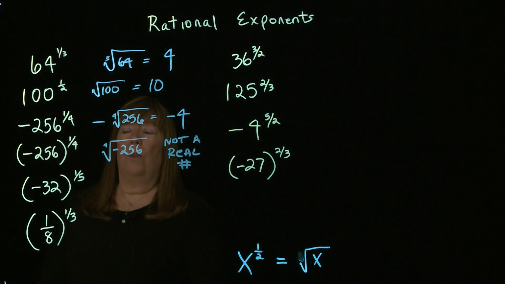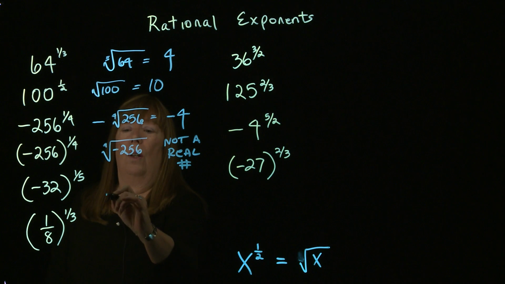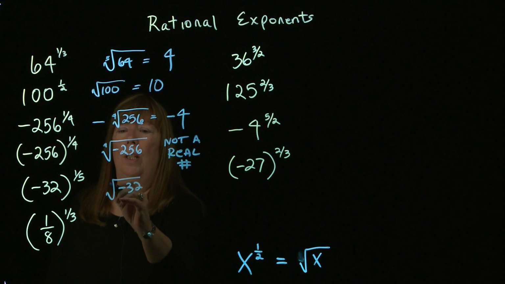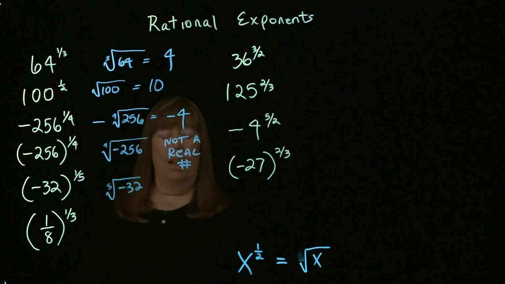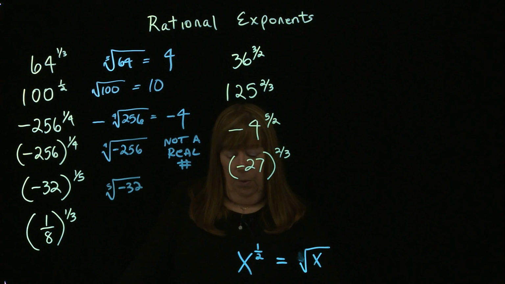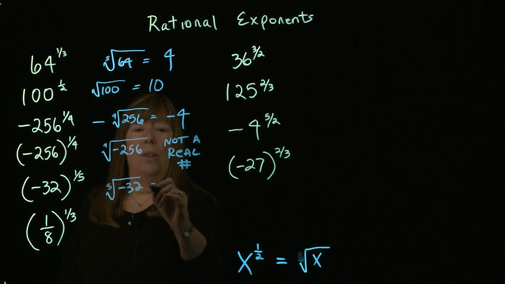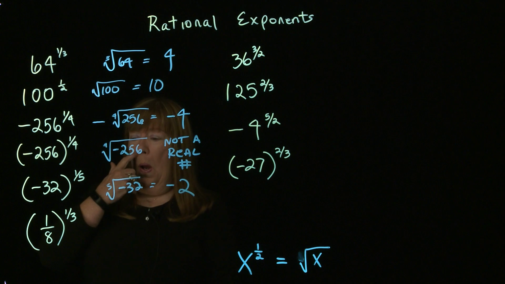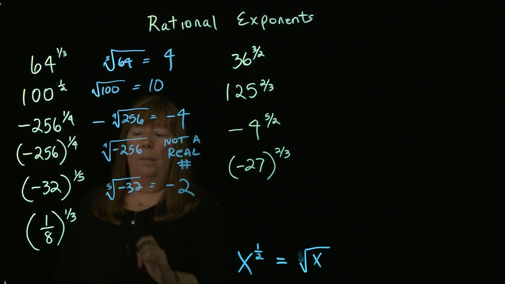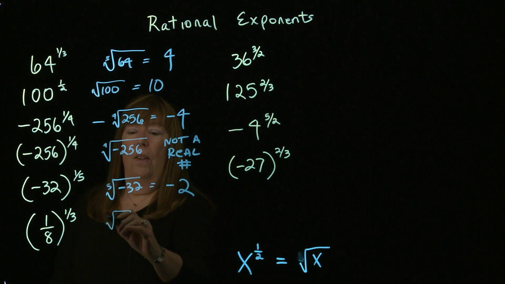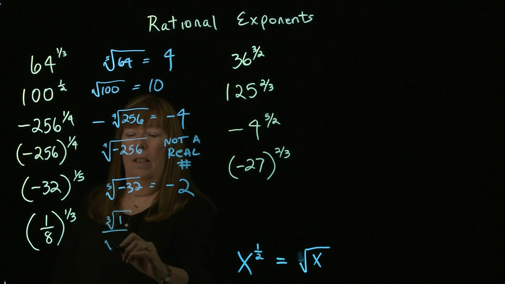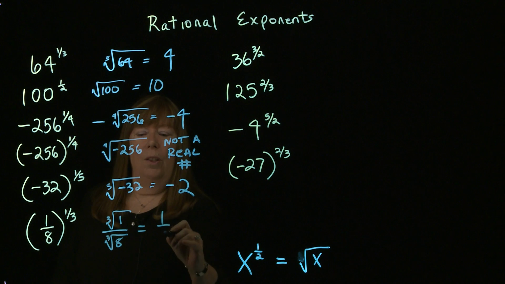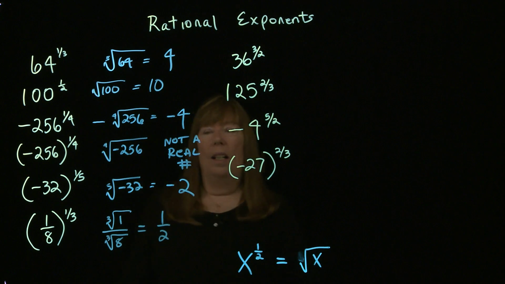Okay, here's another example of that. Under the radical sign, we're going to have negative 32. The root is 5. 5 is an odd number. And the 5th root of 32 is 2, so we're going to have negative 2. One more. This is a fraction. So we can take the cube root of 1 and the cube root of 8. Cube root of 1 is 1, cube root of 8 is 2, and there you go.